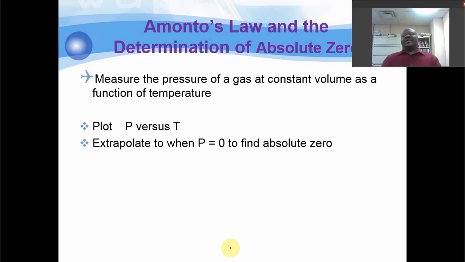Extrapolation. All right, so now Monters, my good friend Monters. Have you talked to Monters lately? Anyway, determination of absolute 0.